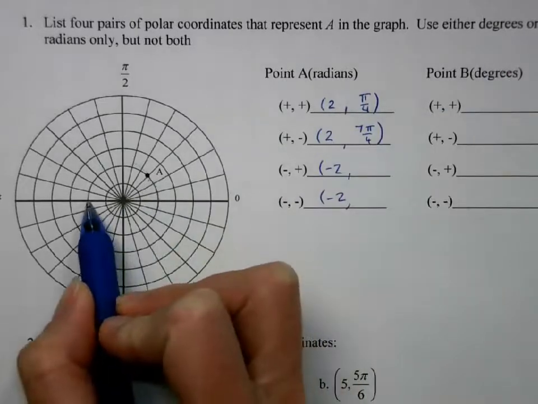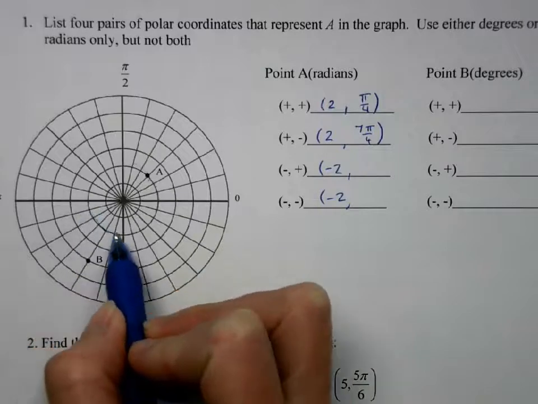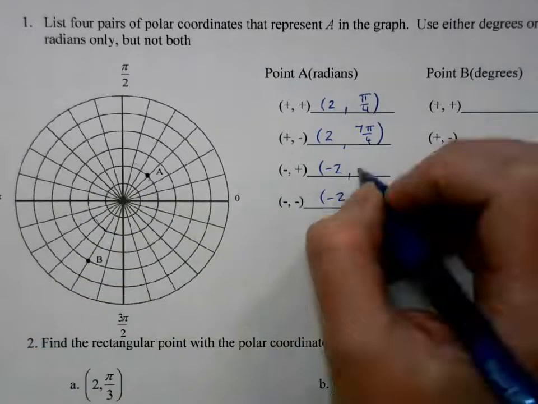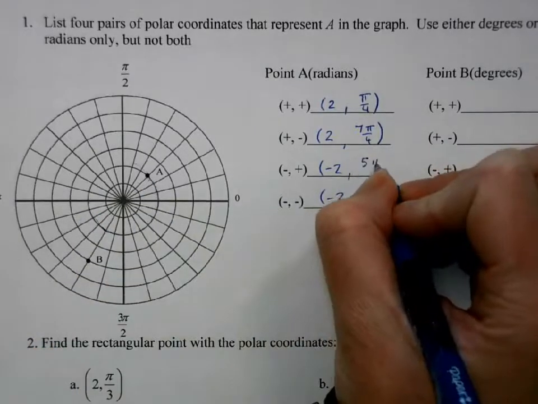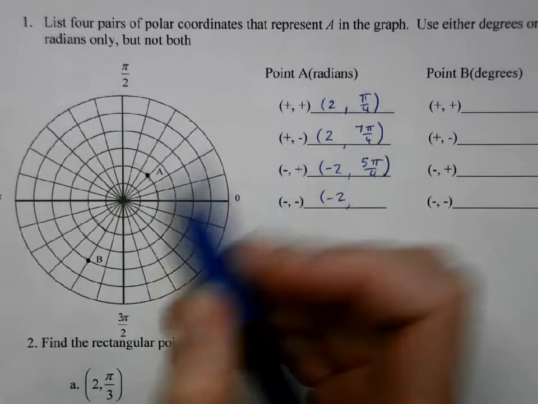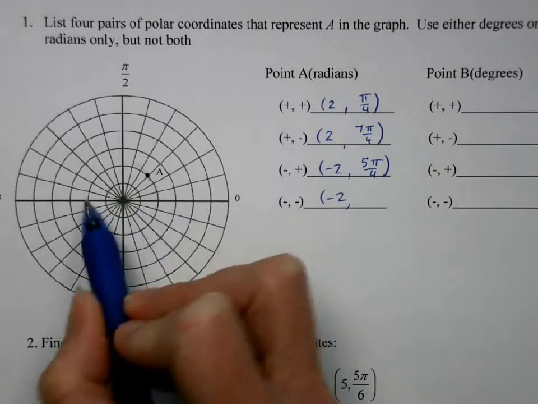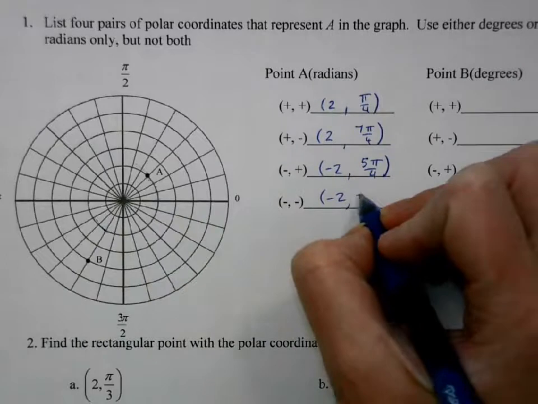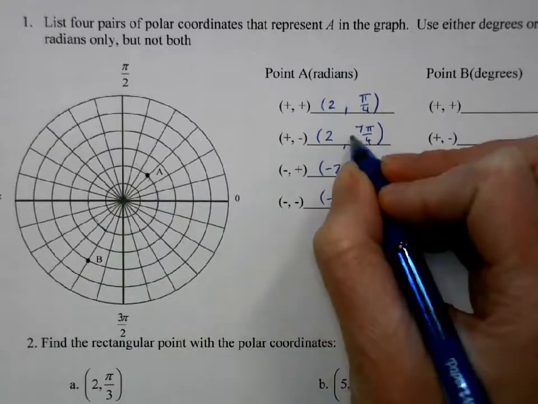To get to the negatives, I start at the negative 2 and then go counterclockwise, which is 5 pi over 4. Then I'm going to start at negative 2, but going clockwise is 3 pi over 4, which would be negative.